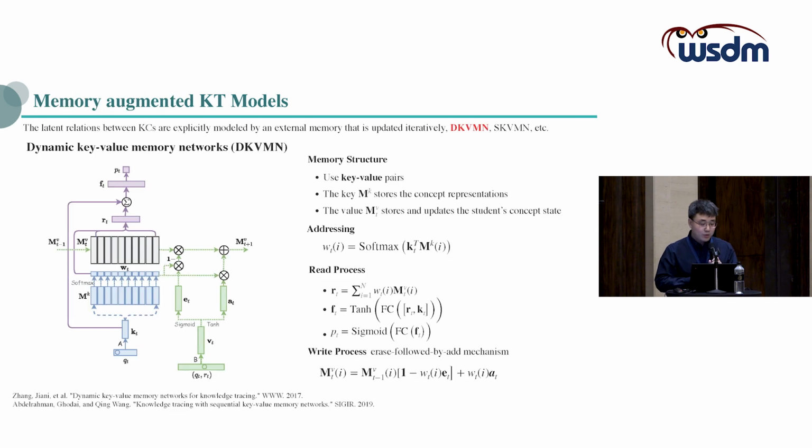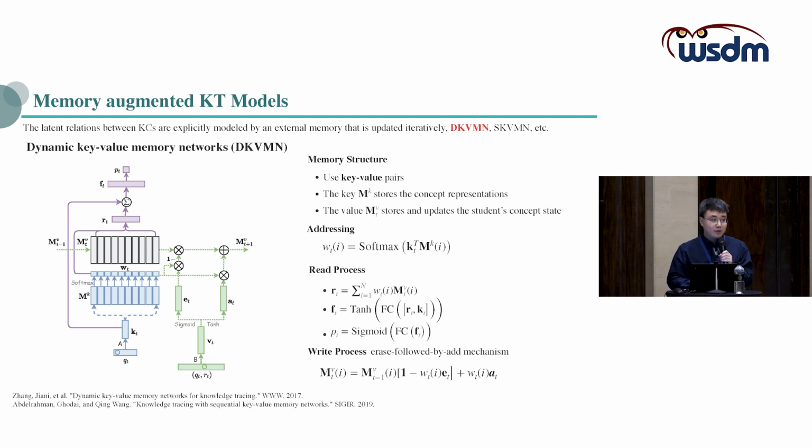Okay, the secondary category is the memory-augmented KT models. They explicitly model the actual memory and its update. We will talk more about the DKVMN. The memory structure uses key-value pairs: the key memory MK stores the concept representations, and the value memory MV will store and update the student's knowledge state.